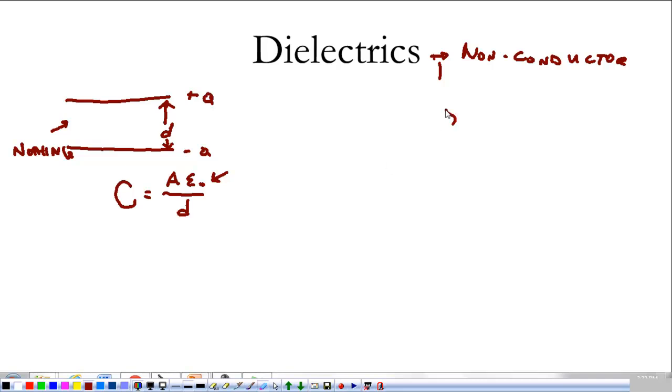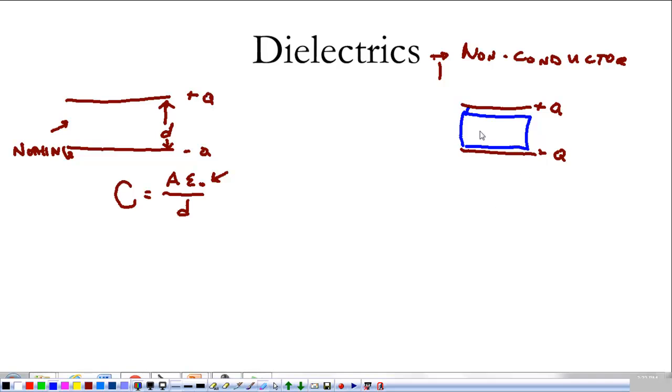When we insert a dielectric into something, let me erase that real quick. When we insert a dielectric into our capacitor, let's say we have the same capacitor, same area on top, same separation D, same positive Q and negative Q, but we're going to stick inside of this thing a dielectric. Let's say it's a piece of plastic. We're going to put a piece of plastic in here. In a real life situation, that piece of plastic would fill the entire space.